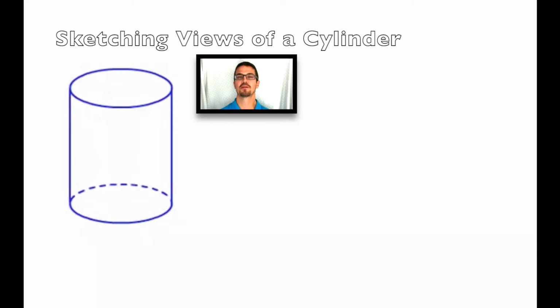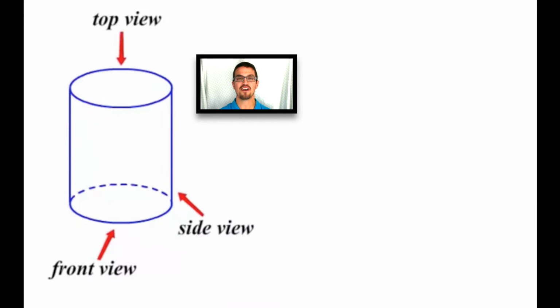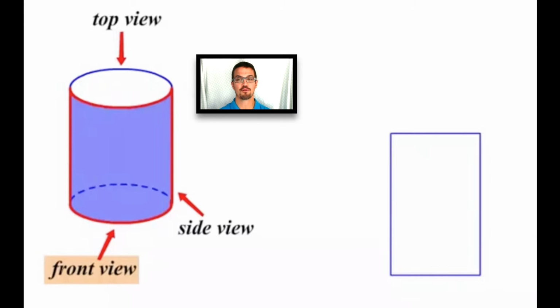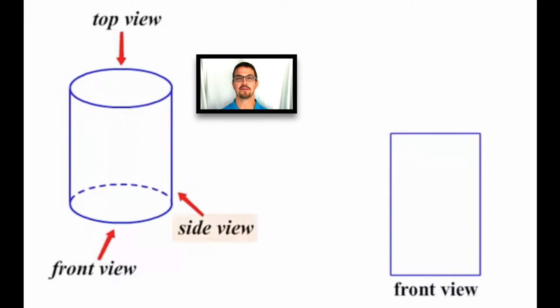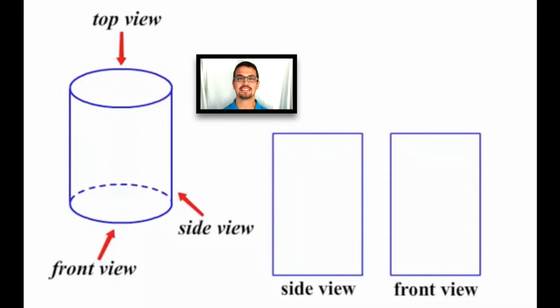The last example we're going to be looking at is going to be a cylinder. The front, side, and top views are labeled as follows. The front view would be a rectangle. This seems like it wouldn't be the case, but ignoring the curving and just focusing on the outline yields the shape of a rectangle. The side view looks the exact same as the front view in this case. The top view would simply be a circle because that's what's on top of the cylinder.